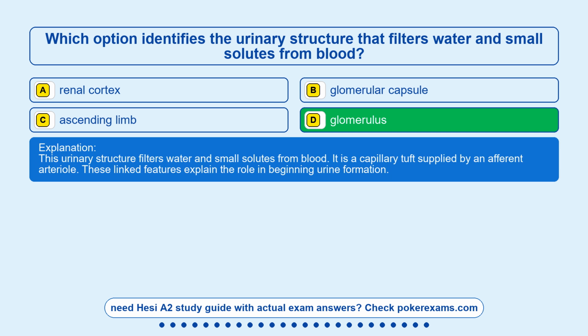This urinary structure filters water and small solutes from blood. It is a capillary tuft supplied by an afferent arteriole. These linked features explain the role in beginning urine formation.